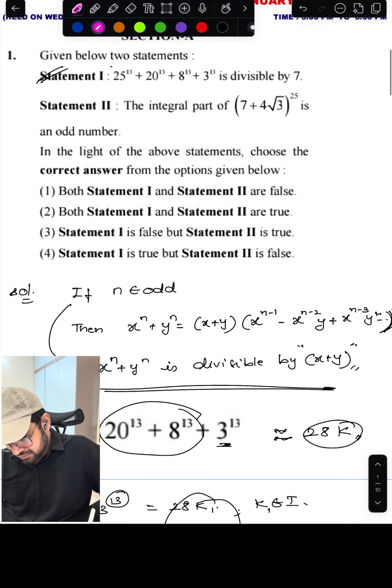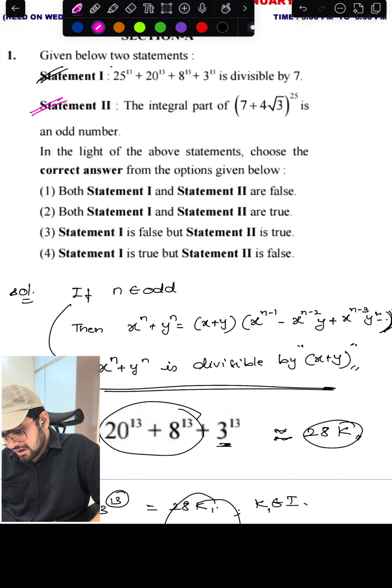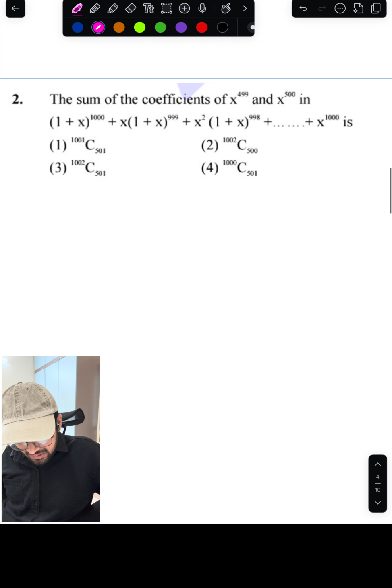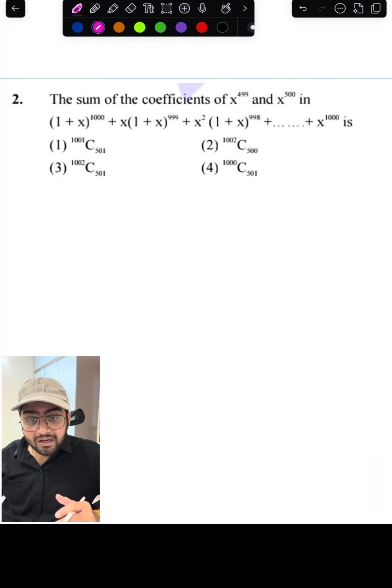So statement 2, the integral part is an odd number, is also right. So both statement 1 and 2 are true. So the second option is right. So next, let's move to the second question.